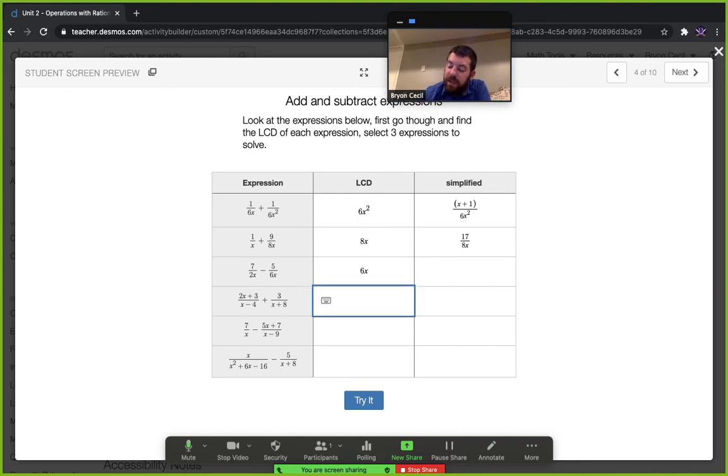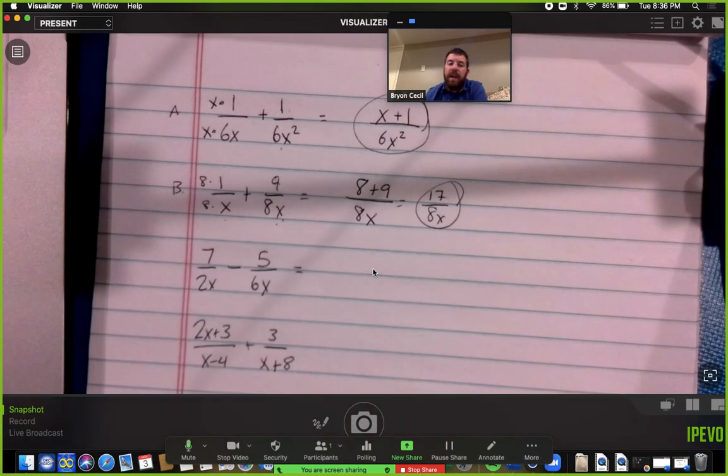And now we're going to get into those quadratics. All right, these are fun stuff. I love doing these. So I've got 2x plus 3 over x minus 4 plus 3 over x plus 8. And so what we do, guys, is when you have two quadratics like that, that becomes your new bottom. You got x minus 4 and x plus 8.